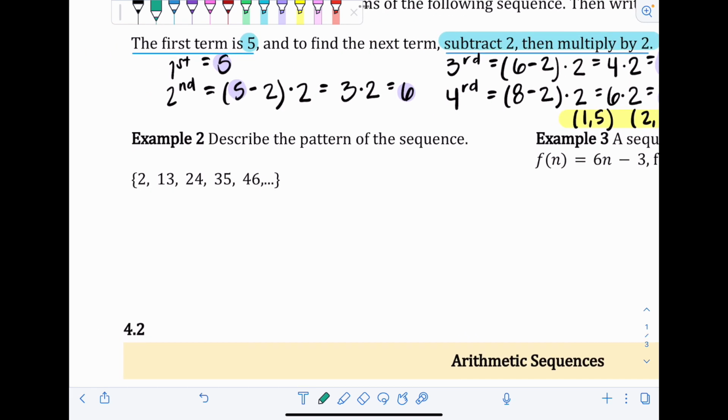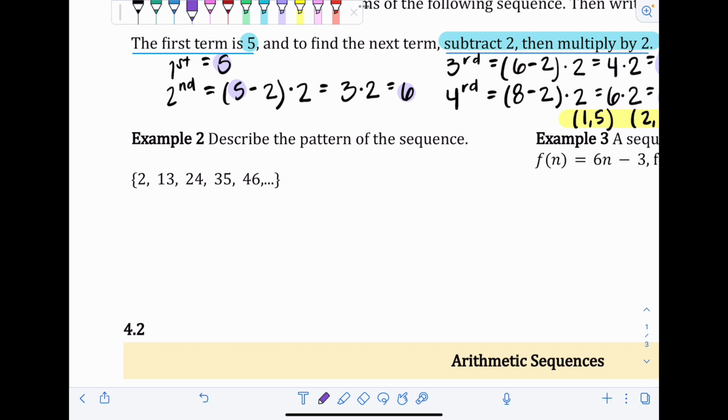So the sequence itself is 2, 13, 24, 35, and 46. We want to look at it and see what change is happening each time, and whether that change is consistent all the way through the sequence. The easiest thing to check first is if we're adding or subtracting something, or potentially multiplying or dividing by something.